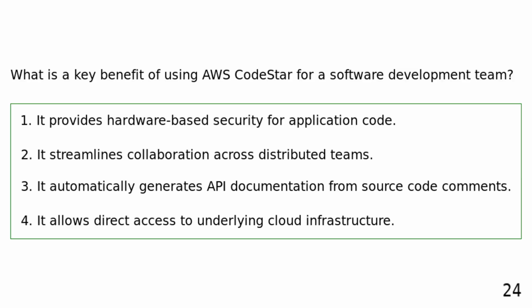What is a key benefit of using AWS CodeStar for a software development team? It provides hardware-based security for application code. It streamlines collaboration across distributed teams. It automatically generates API documentation from source code comments. It allows direct access to underlying cloud infrastructure.